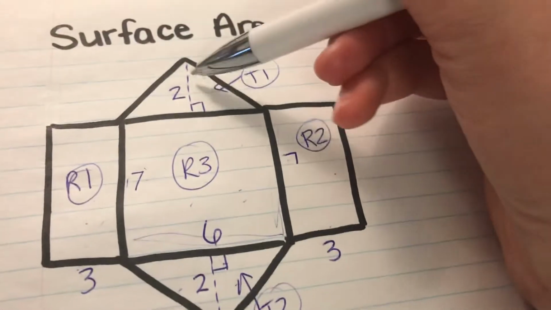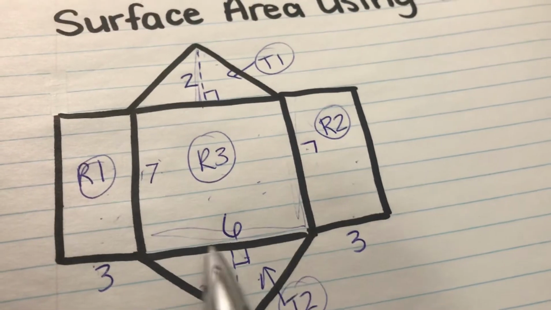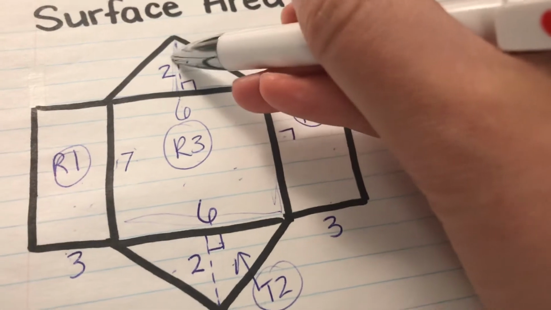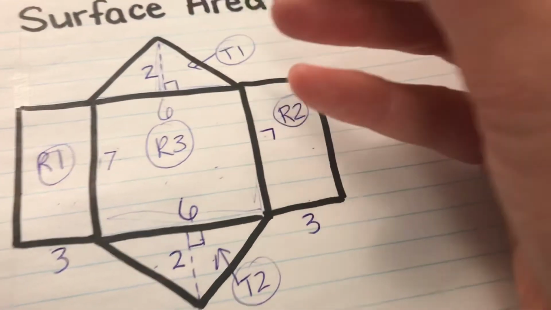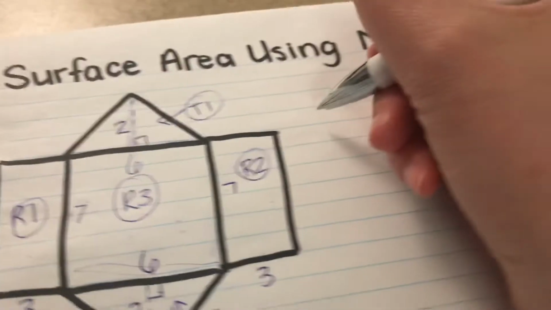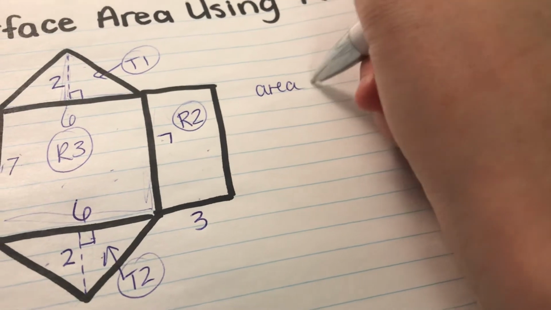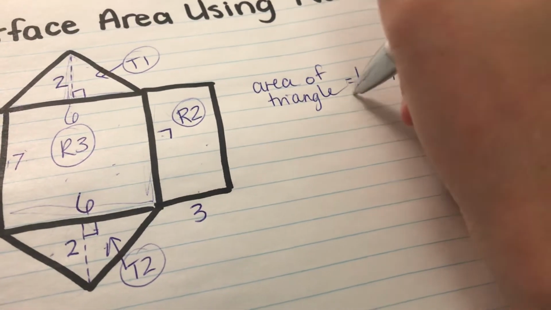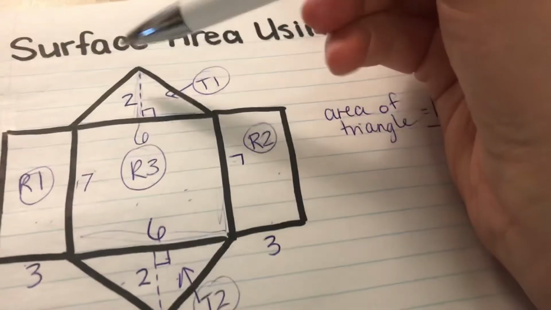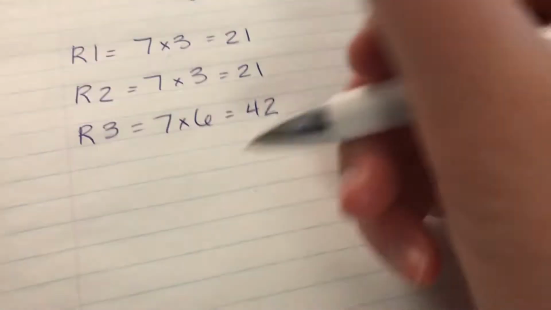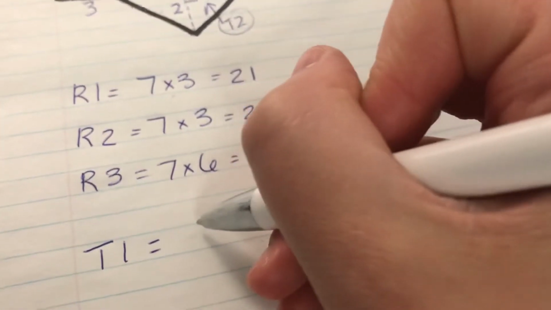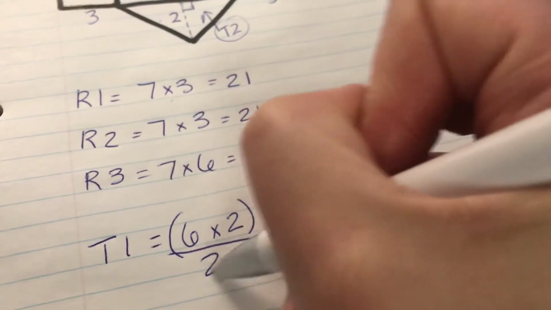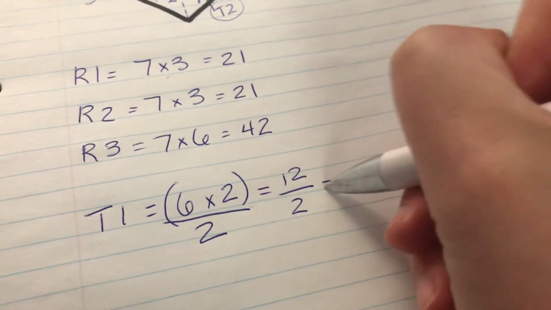They're telling us that our triangle is 2 high, and we know that since this is 6, this also has to be 6, so it's 6 long. They put a dashed line up here showing you that this is the exact middle and it's 2 high. We know our formula for the area of a triangle is base times height divided by 2. So our base is 6, our height is 2. For triangle 1, we have base times height divided by 2. That's 12 divided by 2, which is 6.